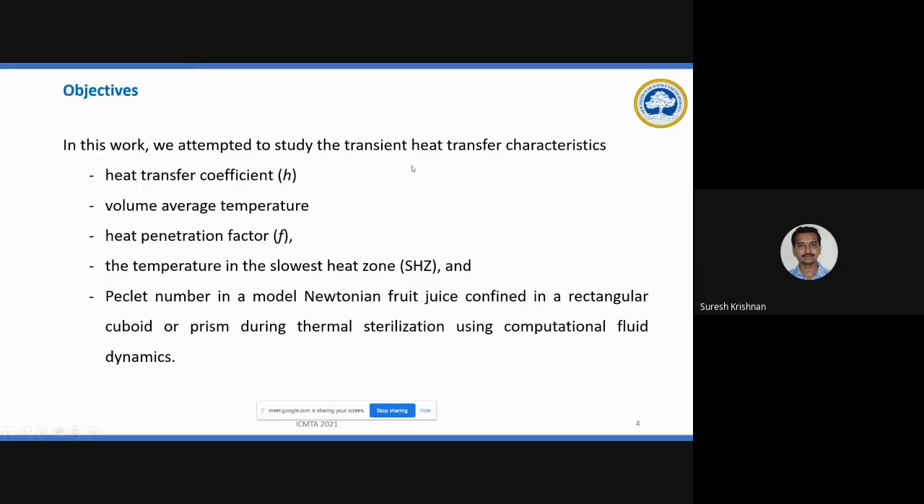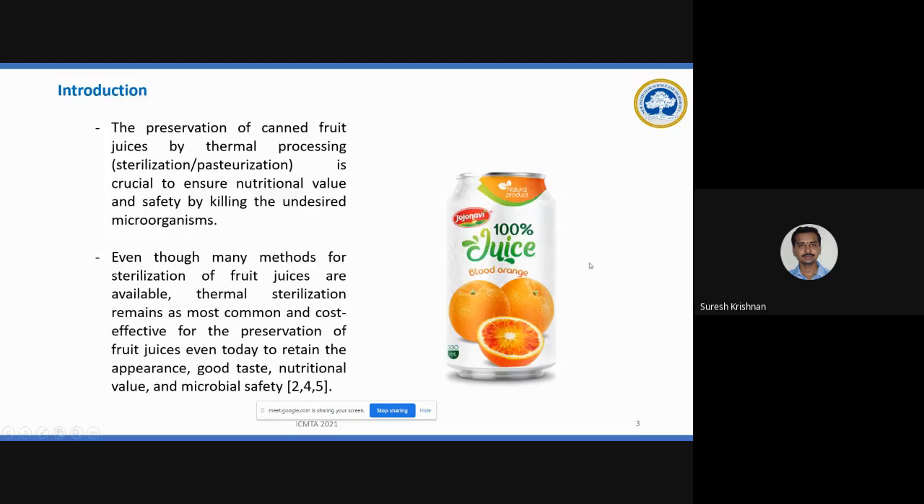Okay, so the objective of this work is I'm going to take this Tetra Pak of fruit juices, which is going to be sterilized. It means that the Tetra Pak wall temperature we are going to maintain very high, and then the fruit juice temperature is slightly lesser, and the heat is going to be transferred from the wall to the fluid. Then once the temperatures are attained uniform for the entire fruit juice, then we are going to take it out, right?